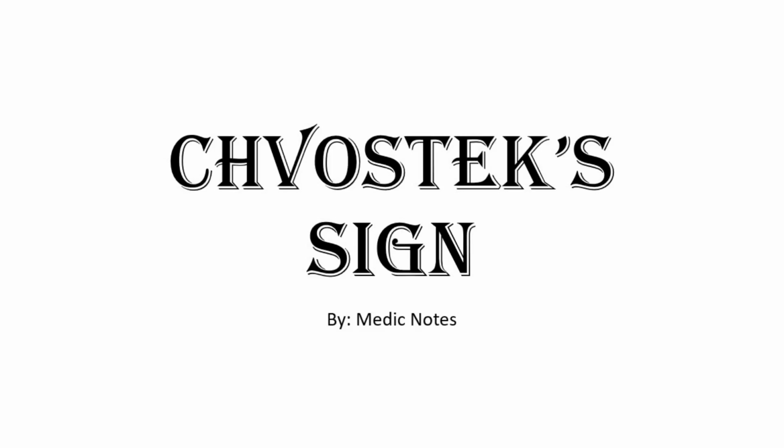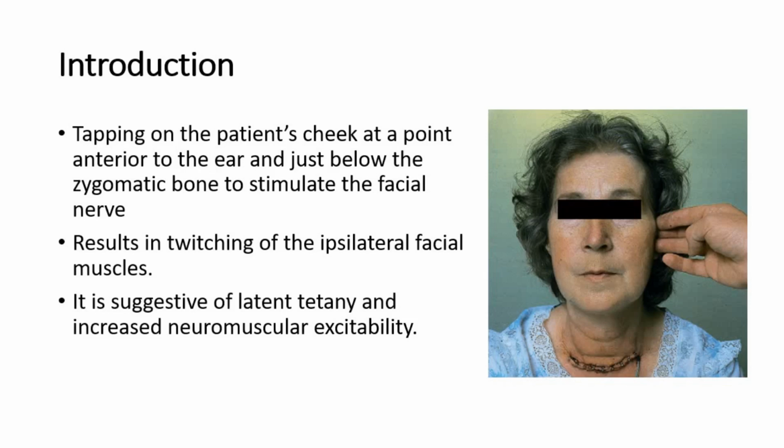This video is on Chvostek's sign. This sign is elicited by tapping on the patient's cheek at a point anterior to the ear and just below the zygomatic bone, to stimulate the facial nerve. This results in twitching of the ipsilateral facial muscles. It is suggestive of latent tetany and increased neuromuscular excitability.